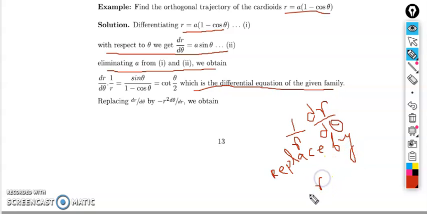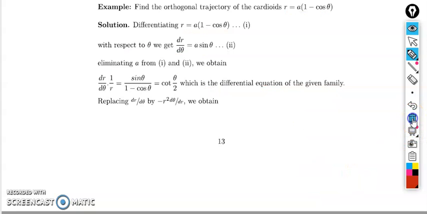minus r d theta/dr. Exactly this. Okay, replacing dr/d theta by minus r square d theta/dr is the same as 1 by r dr/d theta being replaced by minus r d theta/dr. Okay, so use your brain, you can easily recognize the result. So exactly for that reason, here 1 by r dr/d theta is replaced by minus r d theta/dr.